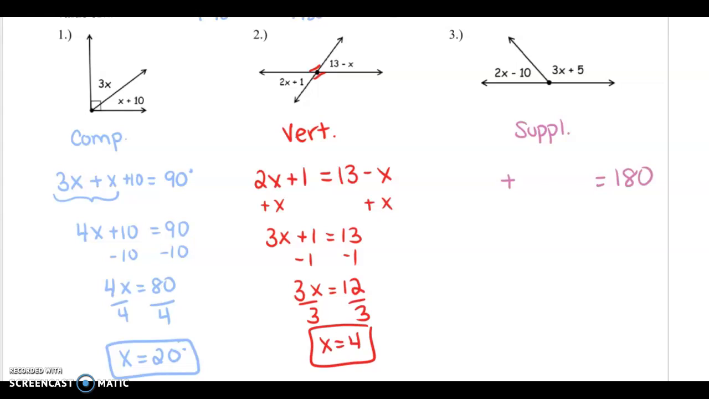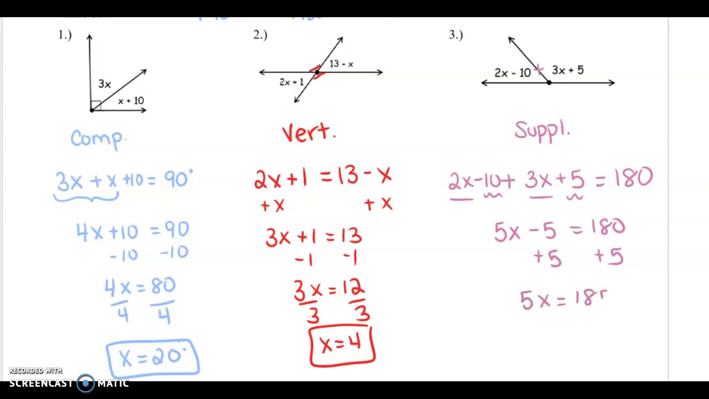Next one, these are supplementary, so they have to add to equal 180. So I'm going to add them up, these parts right here, add them up, and set them equal to 180. Combine my like terms, 5x minus 5, because negative 10 plus 5 is negative 5, equals 180. Add 5 over, 5x is equal to 185, and divide by 5. I end up getting, need to grab my calculator, I end up getting 37.